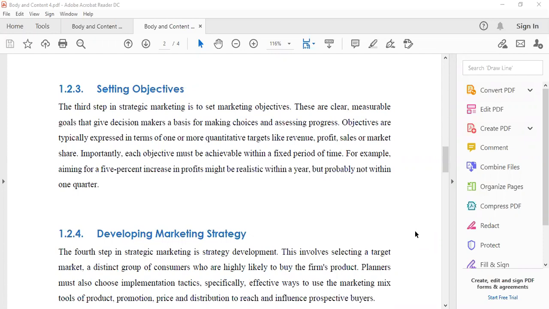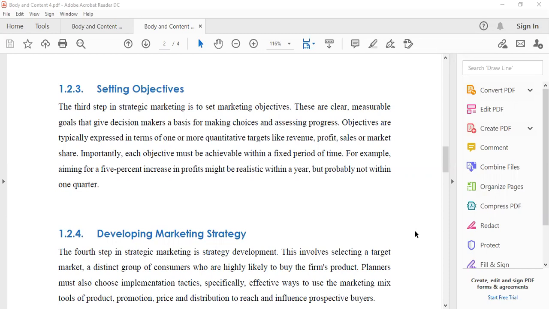It is important that each objective must be achievable within a fixed period of time. So it will be vague to say our objective is to increase market share. It is specific, but it's not measurable. We can make it more clear when we say that our marketing objective is to increase market share by 10% within the first quarter of 2021. It is measurable, it is time-bound, and is relevant to the organization's success.